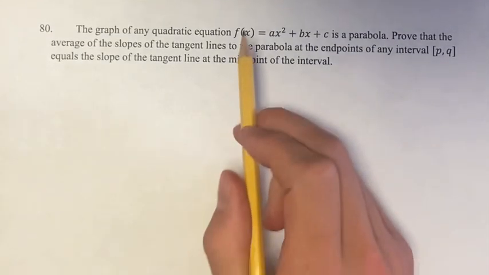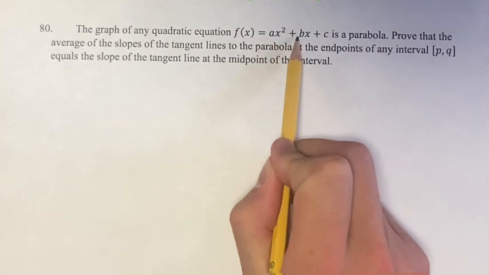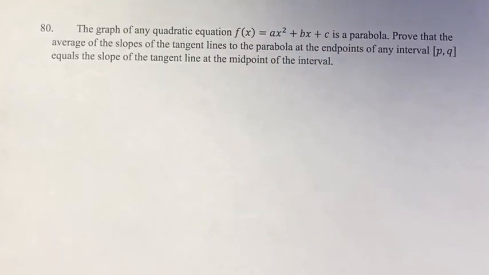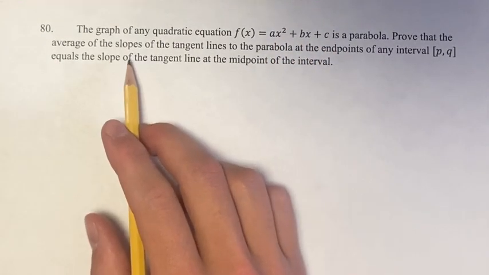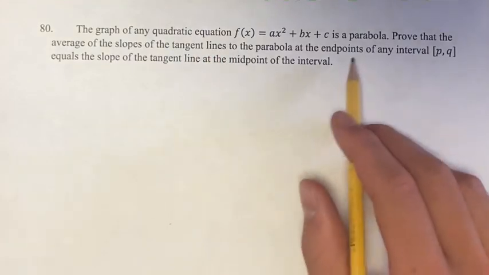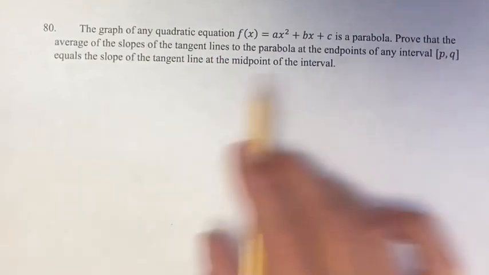In this problem we're looking at the function f of x is equal to ax squared plus bx plus c. And we're asked to prove that the average of the slope of the tangent lines to the parabola at the endpoints of any interval PQ equals the slope of the tangent line at the midpoint.